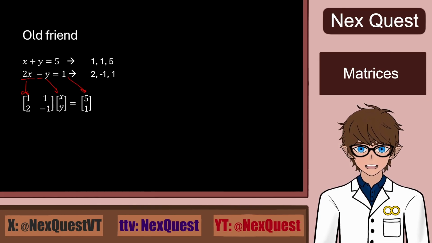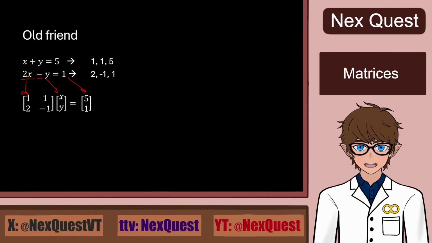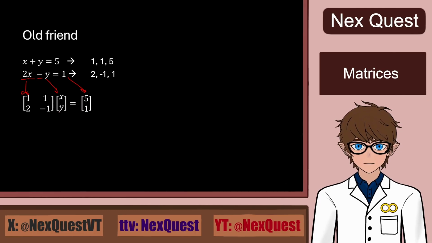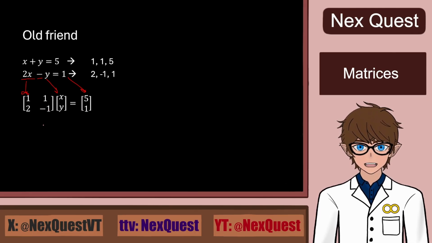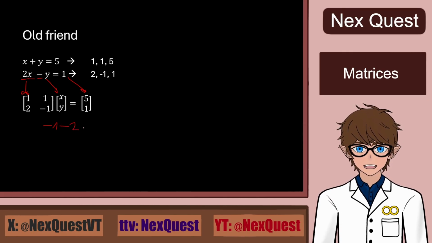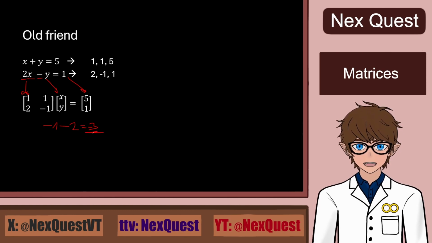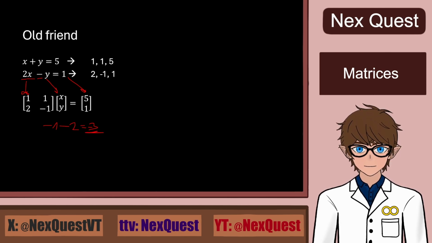Now, for the matrix on the left, if the determinant of it is 0, there is either no solution or infinitely many. If the determinant is anything else but a 0, we have one solution. So technically 1 times minus 1 is minus 1, and then minus 1 times 2 is minus 2, that's minus 3, I think. That seems about right. So this is not 0, so we have one solution for x and one for y.